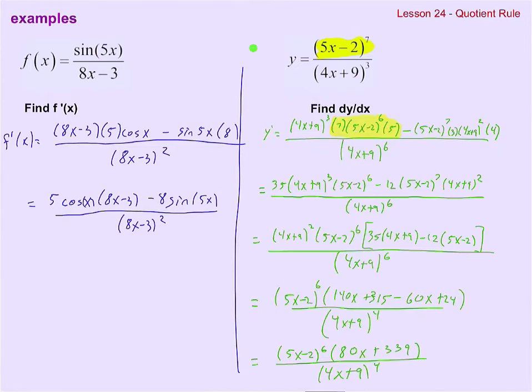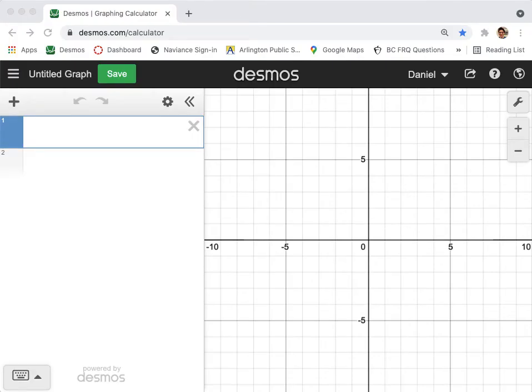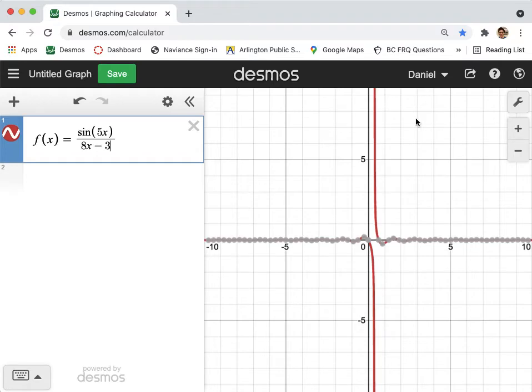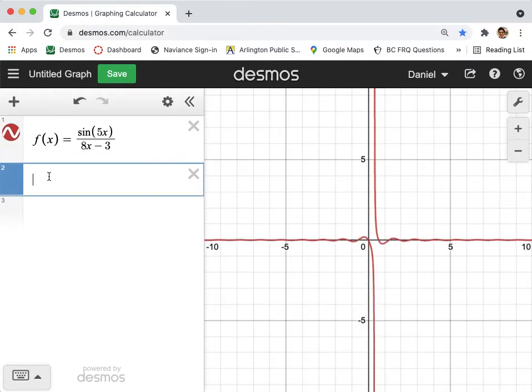I do want to show you real quick a reminder, just so you can check your answers on derivatives. I'll check it from the first one. Remember how it works. You type in f of x the way it was in the problem, the sine of 5x over 8x minus 3. And I really don't care what that graph looks like. I'm not even going to look at it. I'm just going to turn it off.